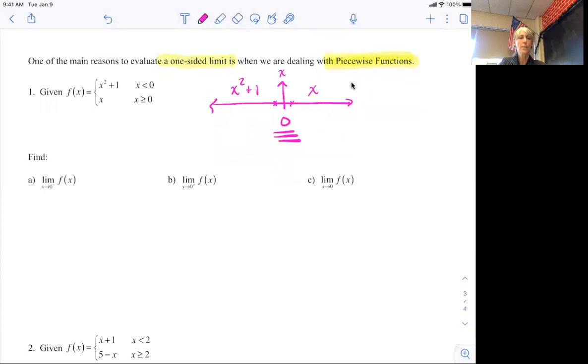For instance, the limit as x approaches 0 from the left. What I'm going to do is pick the rule to the left of 0, right? That's this portion of the x-axis. I'm evaluating in that function. What happens when I plug 0 in? So we plug in 0, and I get 1.